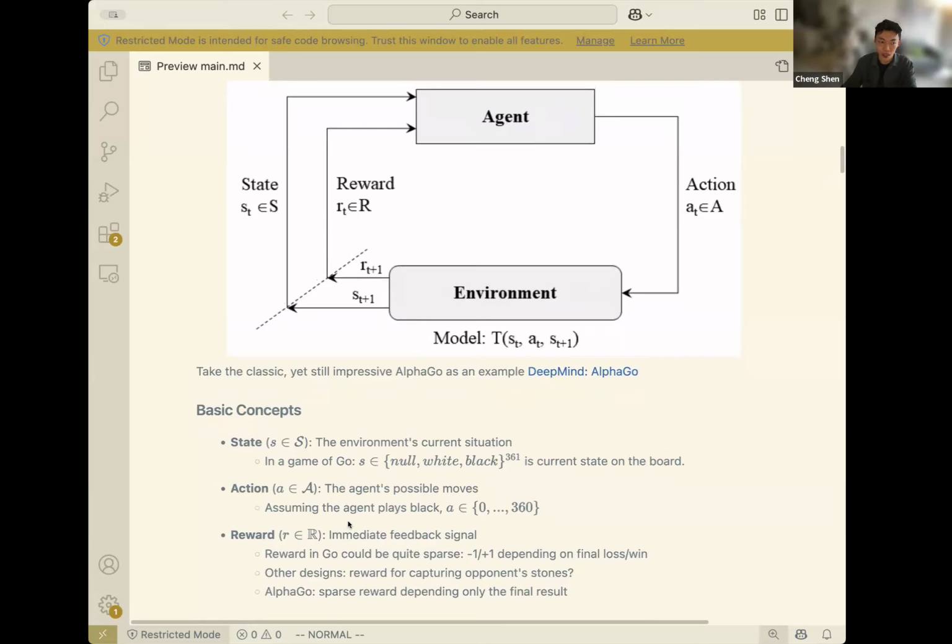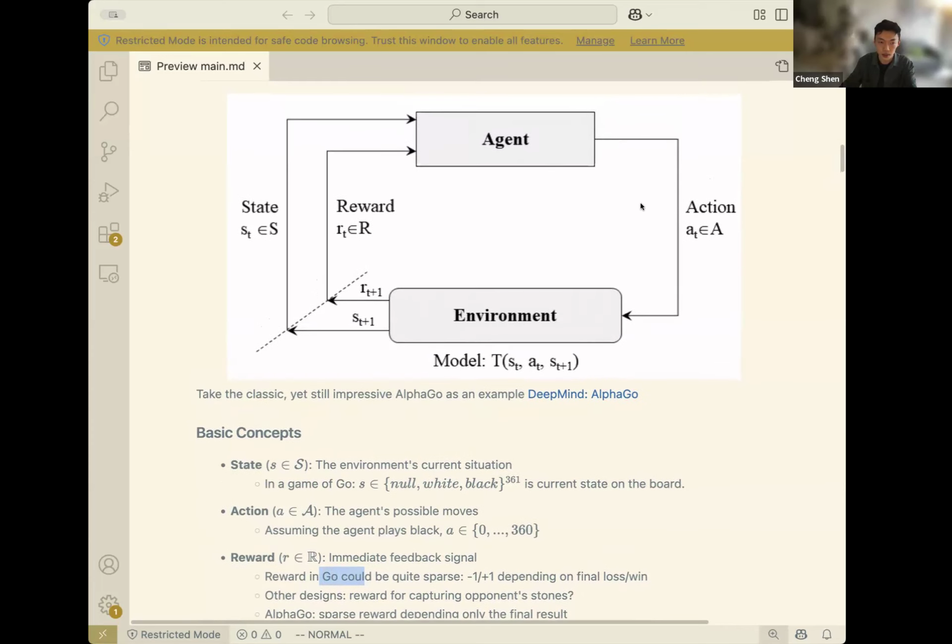In the game of Go, the most intuitive cumulative reward is, in the end, whether the agent wins the game or not. But there could also be other designs, for example, providing reward in the process. So overall, the workflow is: the agent is probably a neural network we want to train. It observes the state and gives an action based on it. Then the environment gives a reward based on the action the agent makes, and also moves to the next state, t+1.